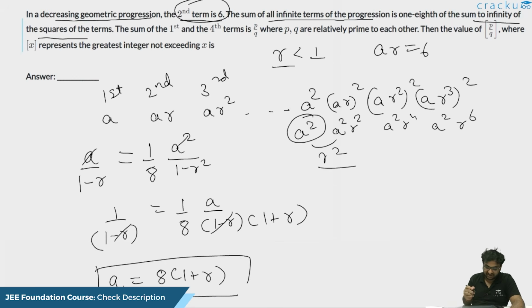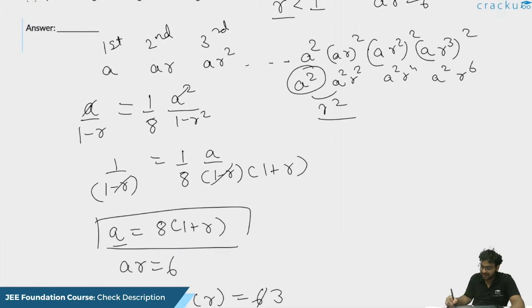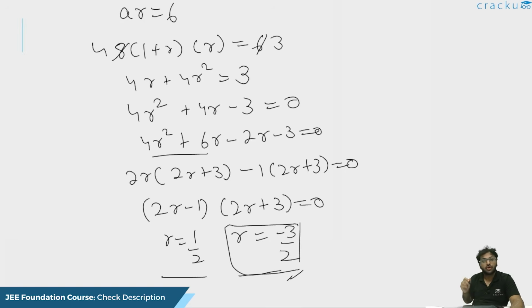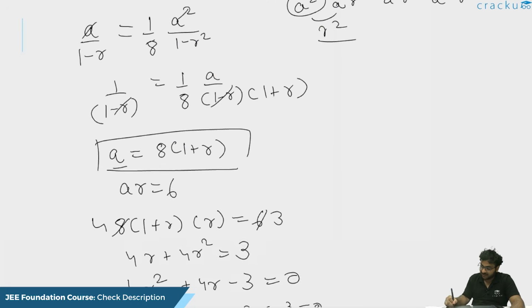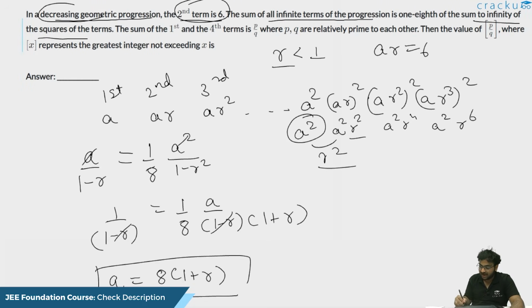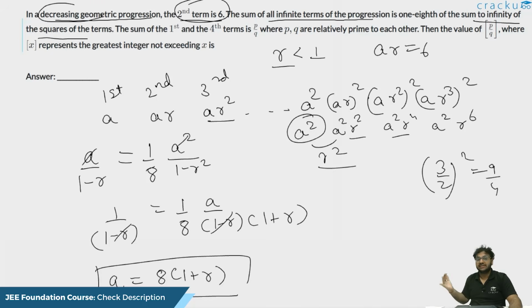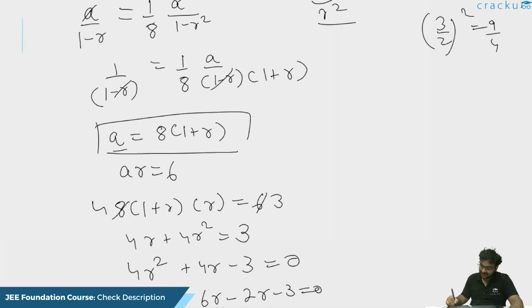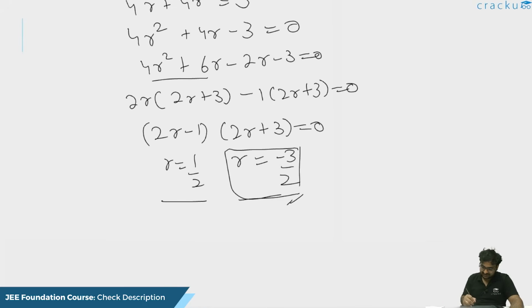Now it is mentioned that it is a decreasing geometric progression. So if we take r equal to minus 3 by 2, then what will it be? If we do r square or r to the power 4, it would be 3 by 2 whole square, which is 9 by 4. So that might be increasing, decreasing, increasing, decreasing. So we will reject r equal to minus 3 by 2. So we get r equal to 1 by 2.